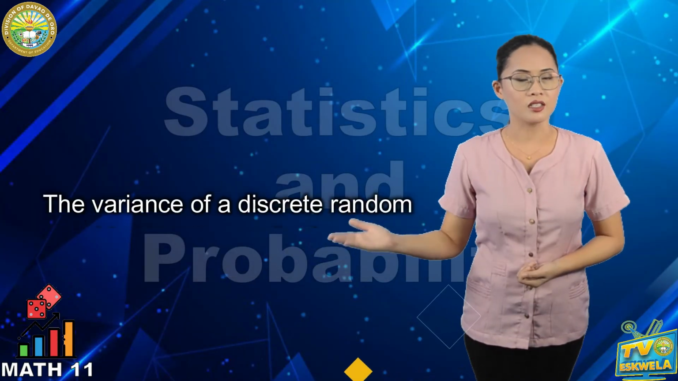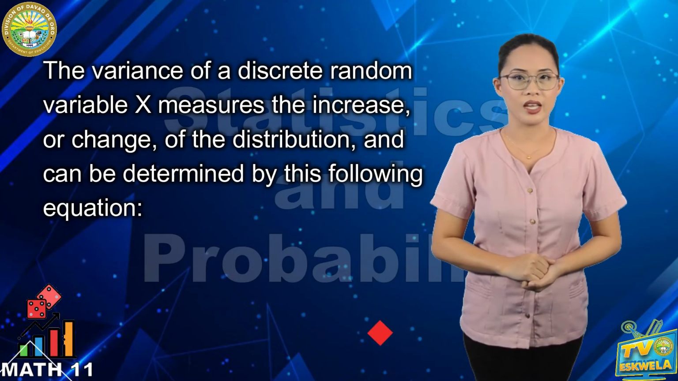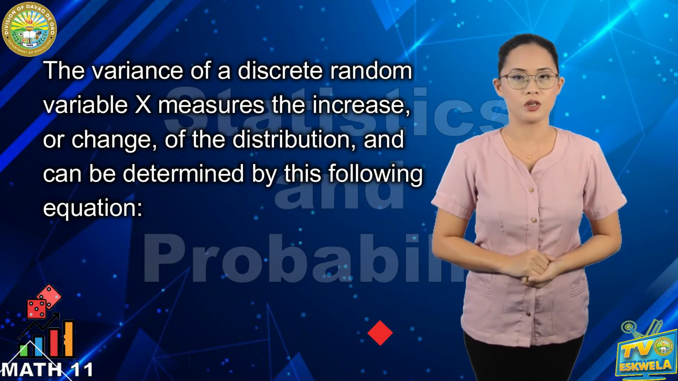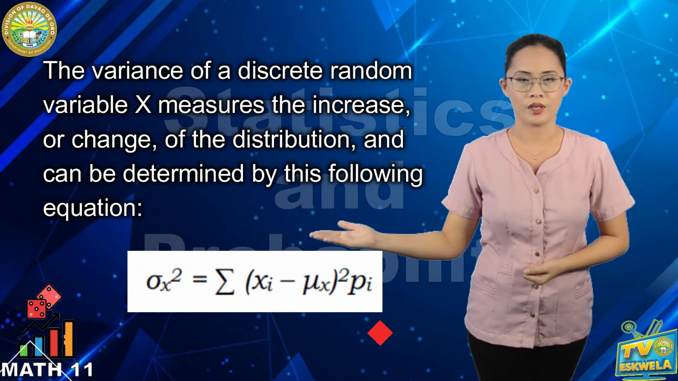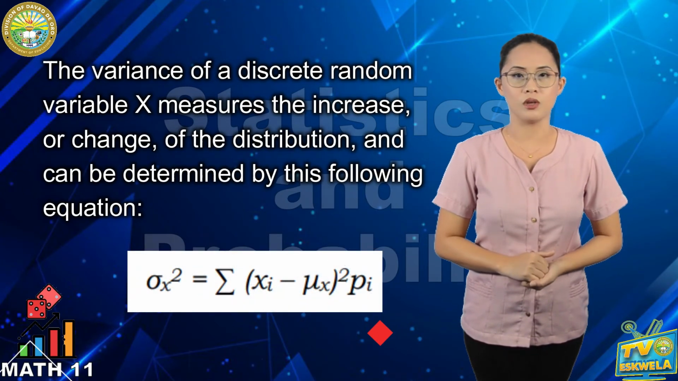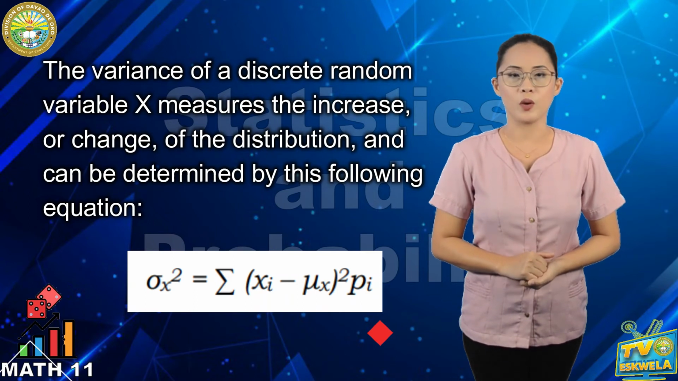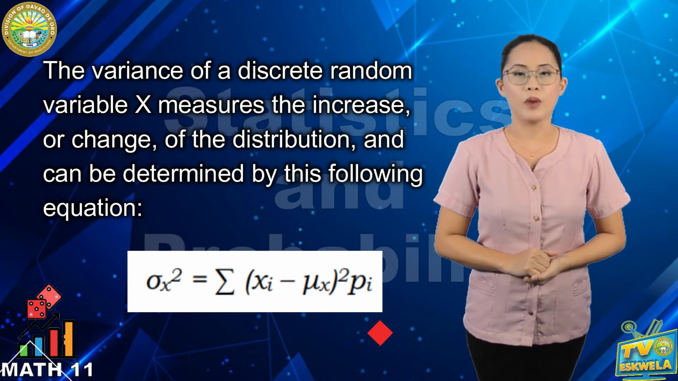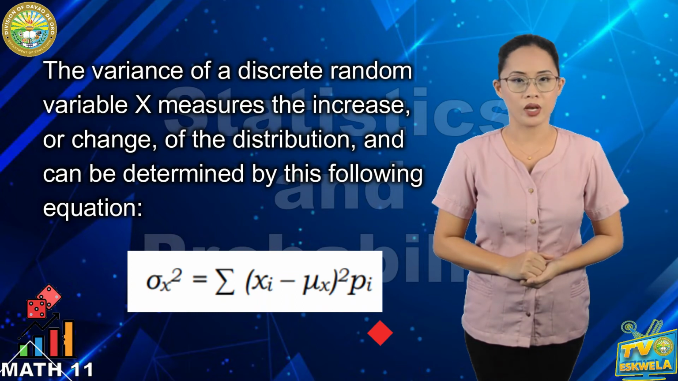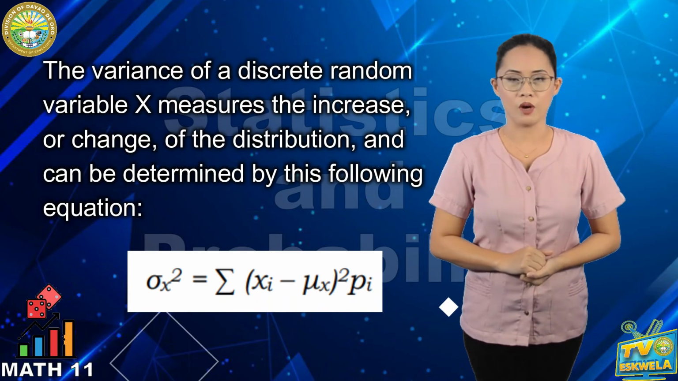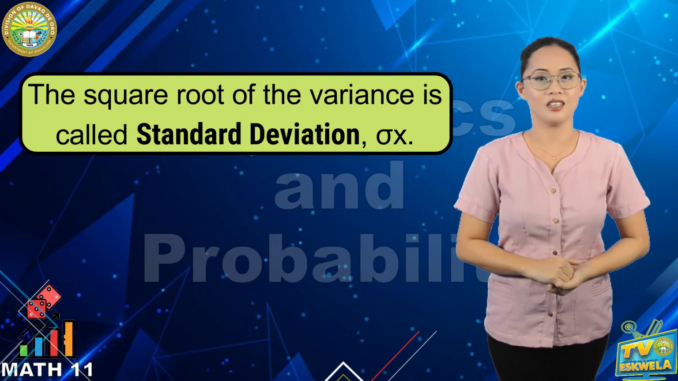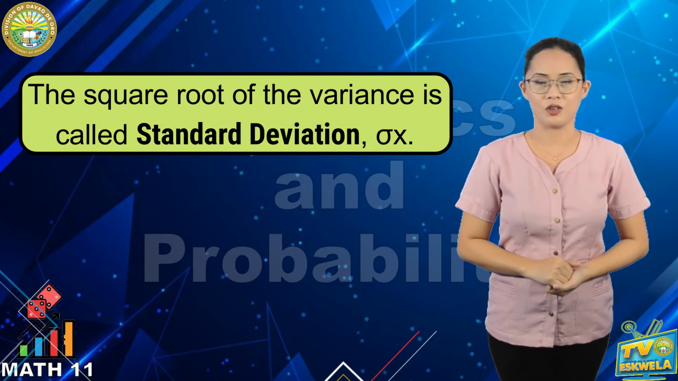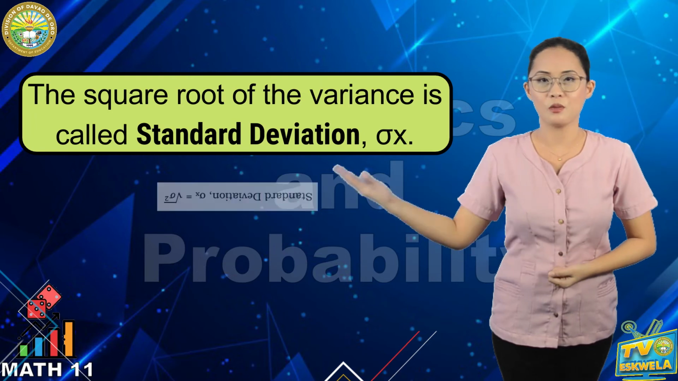The variance of a discrete random variable x measures the spread of the distribution and can be determined by the following equation. The variance is equal to the summation of the quantity x sub i minus mu of x, squared, times p sub i. Also, the square root of the variance is called the standard deviation, represented by this equation.